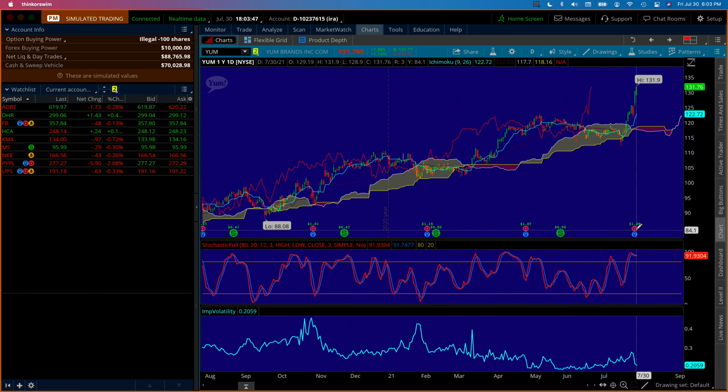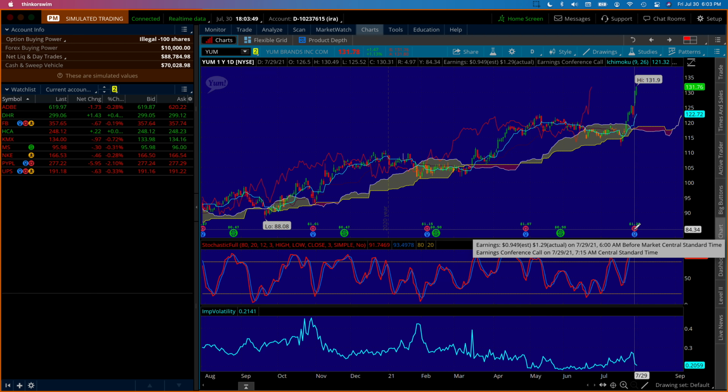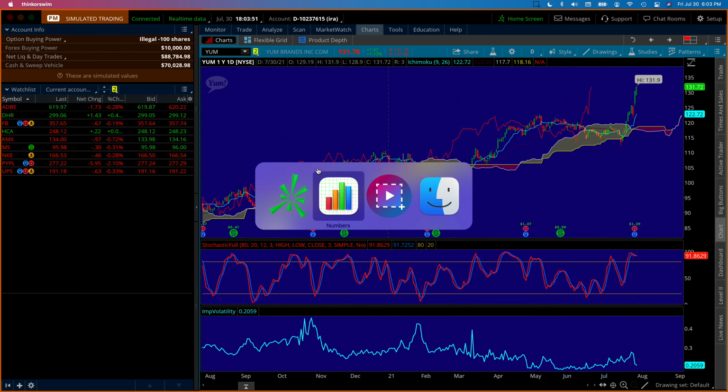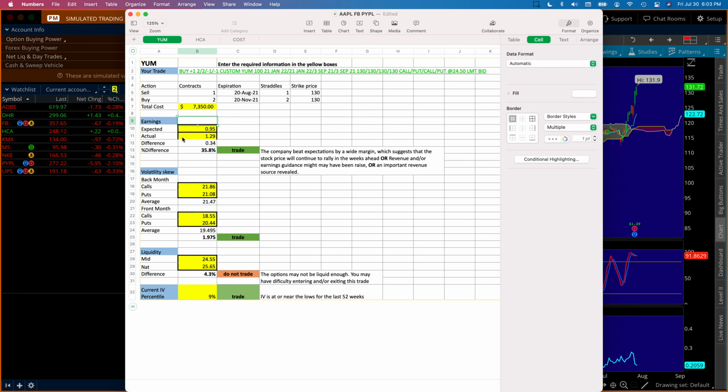0.949 versus the actual was a beat of expectations by 1.29, and I calculate this by 34 cents, which is about a 35% beat. So that's a trade. That's a big jump in the earnings above expectations.